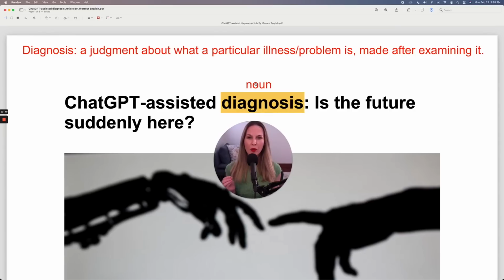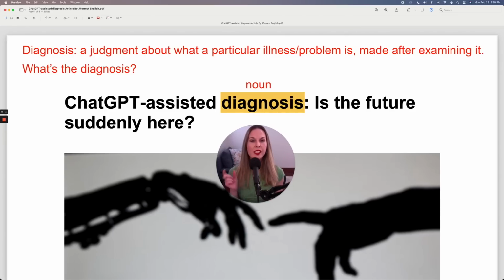Diagnosis is a noun, and it's a judgment about what a particular illness or problem is made after examining it. So you go to the doctor, you tell them what's wrong, your symptoms, and then the doctor will make a diagnosis. They'll examine you and then say, I think you have X, and that's the diagnosis. Here's an example sentence. What's the diagnosis? You could ask your doctor this, or a family member could ask you, what's the diagnosis? So diagnosis is a noun.